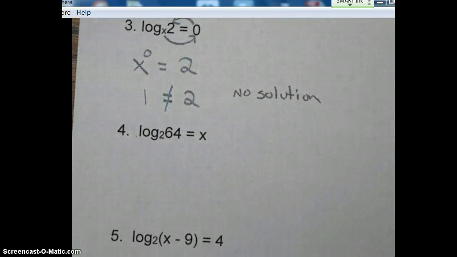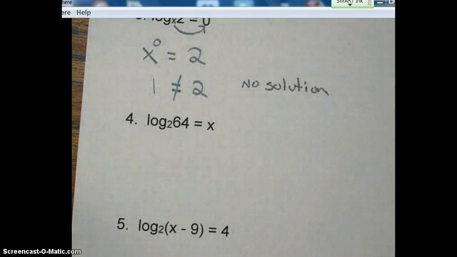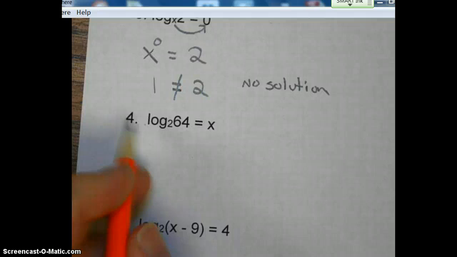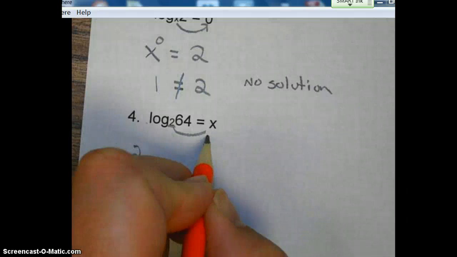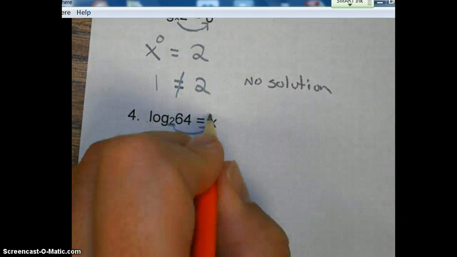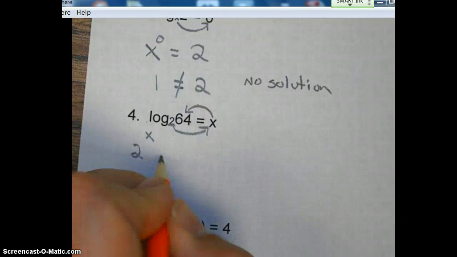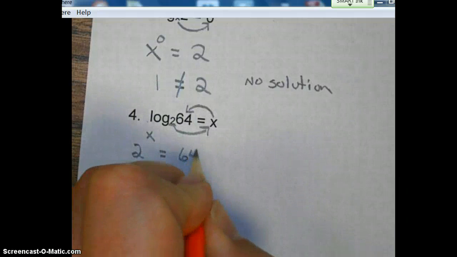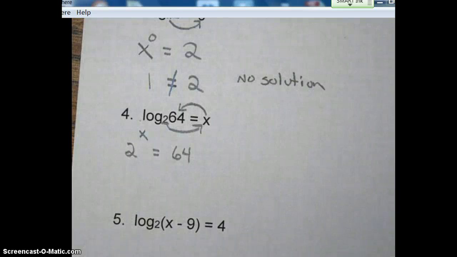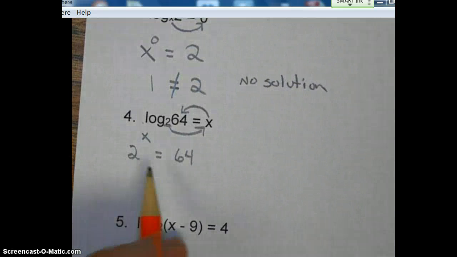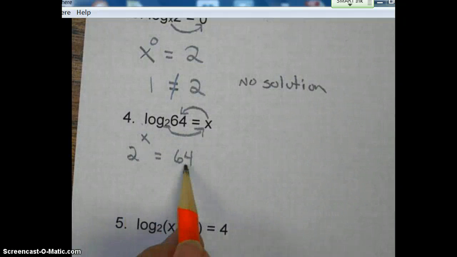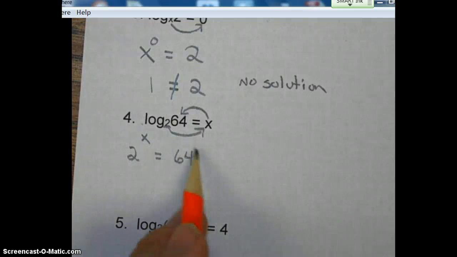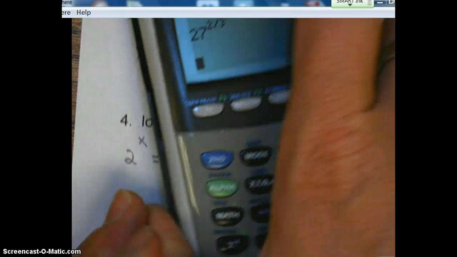Okay, on to number 4. Let's see, we have 2 as our base, raised to the x power equals 64. So this one's a little bit different. Now, in order to solve this type of equation, what you want to do, if you can, is make the two bases the same. I might need a little calculator help here.